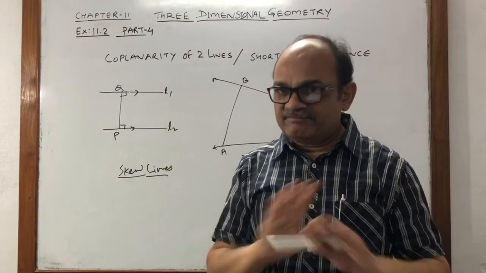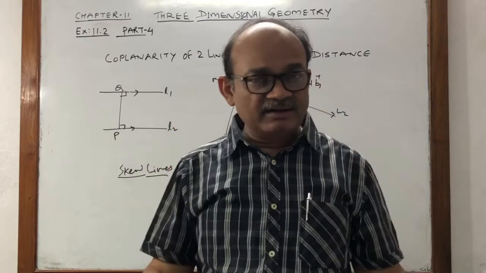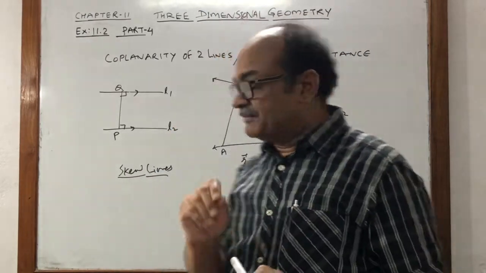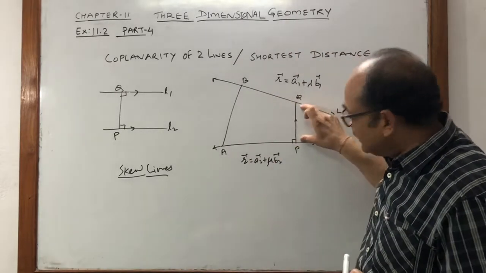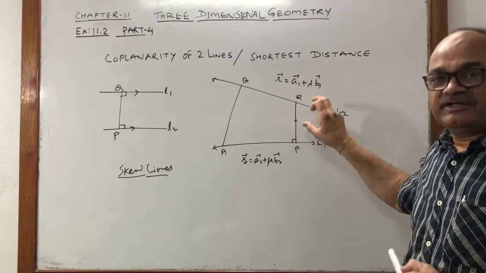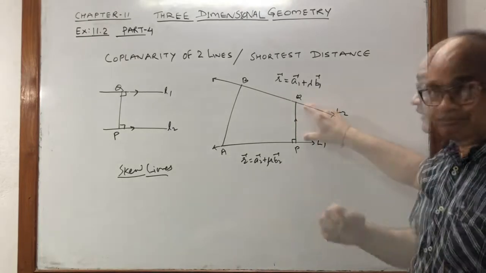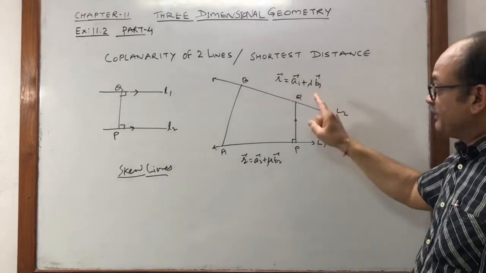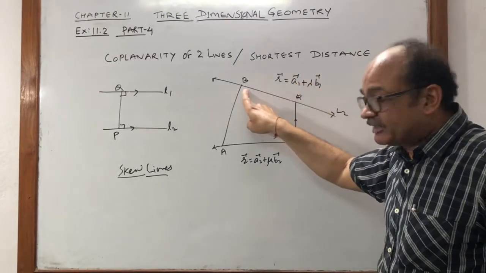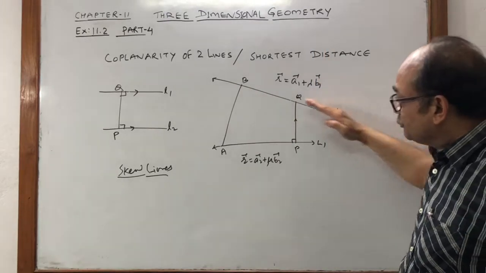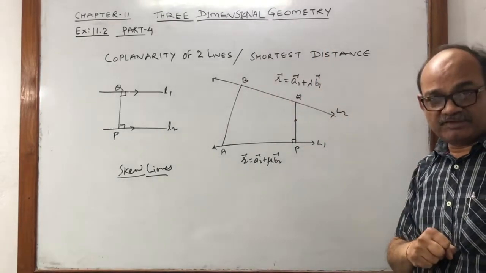These two lines never intersect, neither are they parallel. It means these lines are said to be skew lines. And our aim is to calculate the shortest distance between these two non-coplanar lines or skew lines. Now how do we calculate? Suppose the line is r = A1 + lambda B1. That means A1 is the position vector and B1 is the vector parallel to L1.